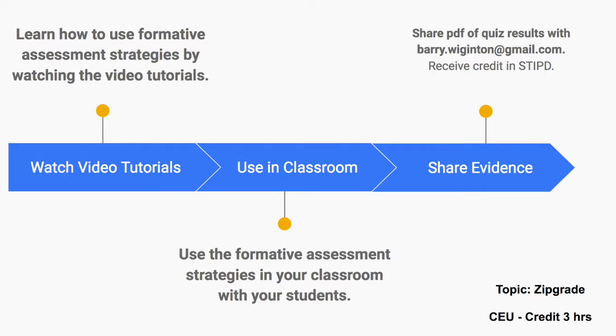And finally, Step 3. Simply submit quiz results by emailing the PDF file to barry.wigginton@gmail.com. I will enter your name in Chalkable and award you 3 hours of continuing education credit. It's that simple.